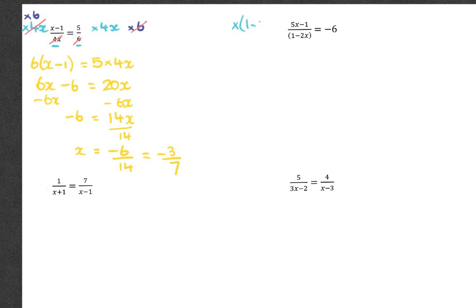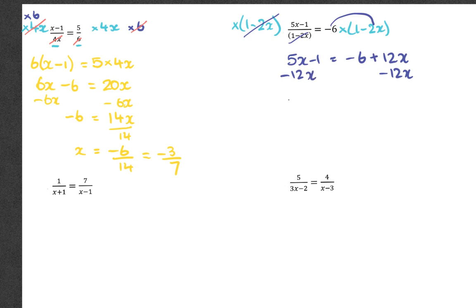Okay, now this time the denominator is 1 minus 2x. So we need to multiply by 1 minus 2x. And we have to do it to both sides. So on the left-hand side, the numerator and denominator cancel each other out. On the right-hand side, it becomes part of the expression. So we end up with 5x minus 1 equals negative 6 plus 12x. Negative 7x.